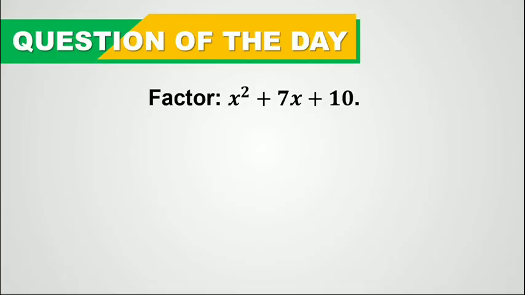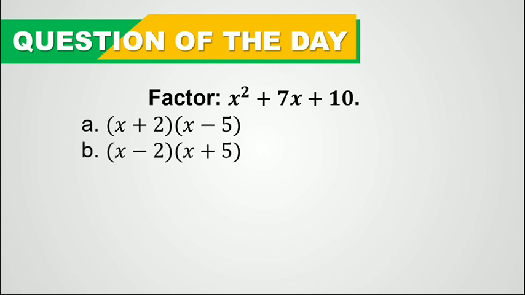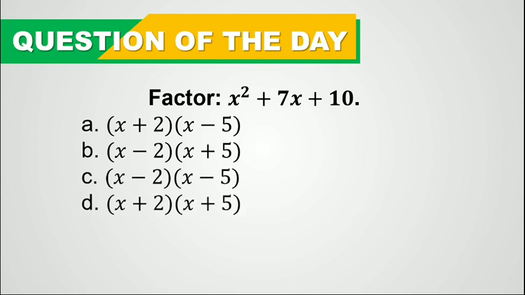What are the factors of x squared plus 7x plus 10? Is it letter A, x plus 2 times x minus 5? Or letter B, x minus 2 times x plus 5? Or letter C, x minus 2 times x minus 5? Or letter D, x plus 2 times x plus 5?